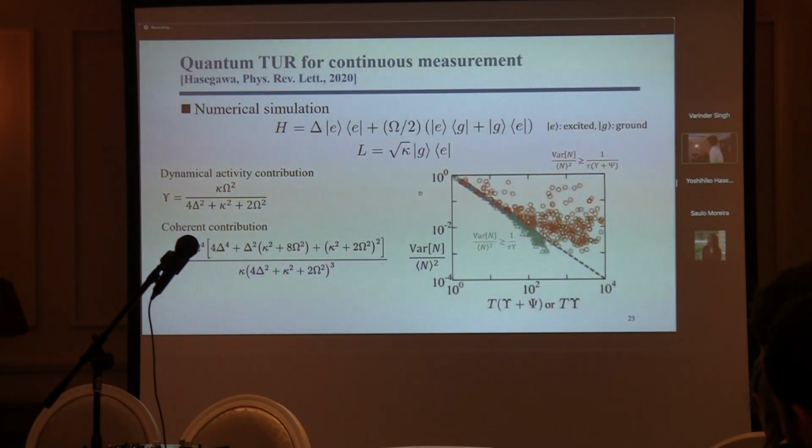And so this is a simulation of the result. Suppose we have some atom driven by a classical laser field, and E and G are the excited and ground states. For this simple system, the dynamical activity contribution and coherent contribution can be calculated analytically. And this is a numerical simulation. When the bound is satisfied, all the points should be above this dashed line. And this green plot is a bound corresponding to this one, which does not include the coherent contribution. So we see that the quantum case is more accurate than the classical case.